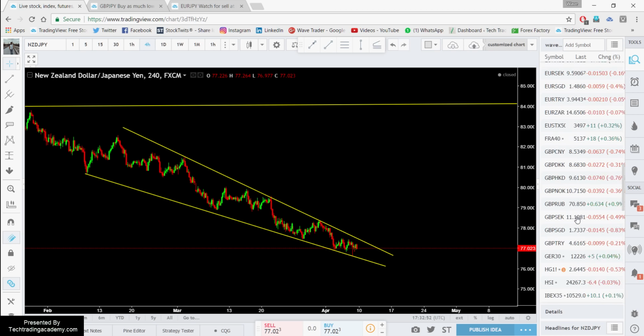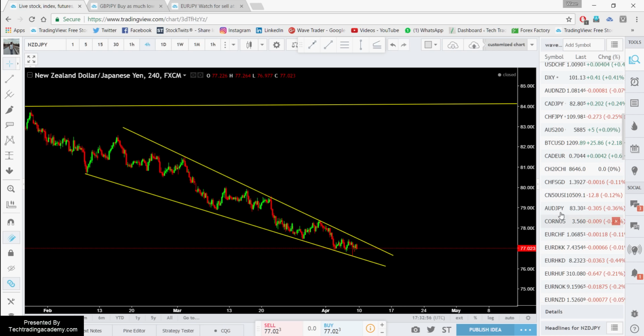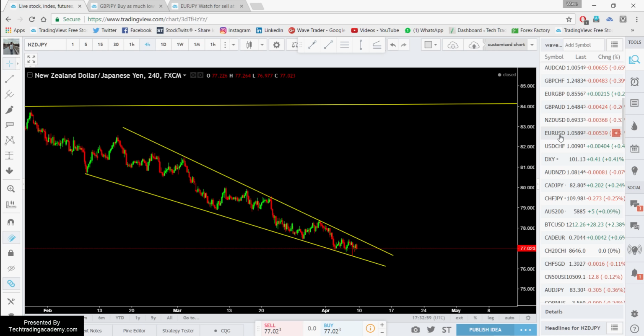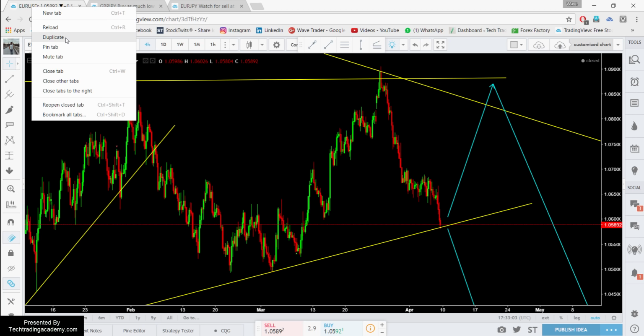So you are talking about the euro New Zealand, the euro USD. Let's look at the euro USD. Okay, the important place to pay attention.